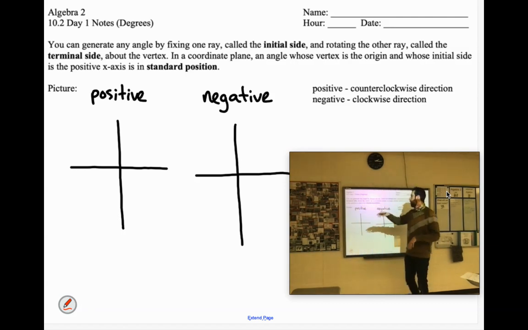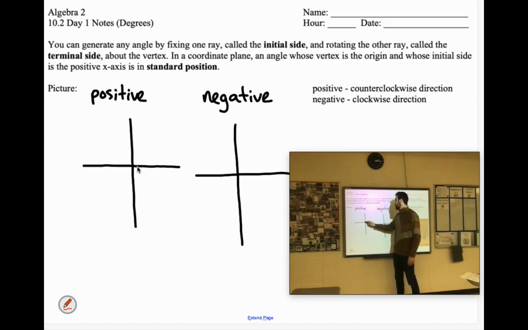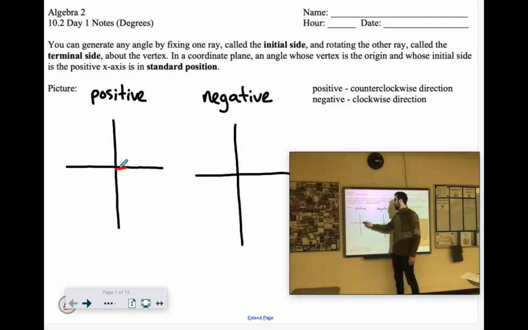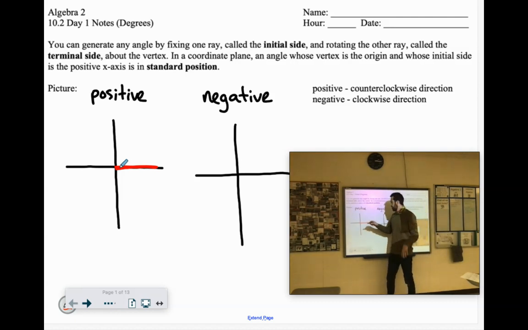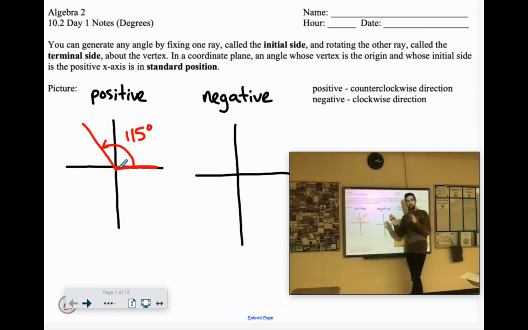Your x, your y-axis. So the initial side for us is always going to be right along the x-axis here. So a positive measure of degrees is going to go in this counterclockwise direction. So you might have something like 115 degrees, right? And it would go into that second quadrant. Here's how the quadrants are.